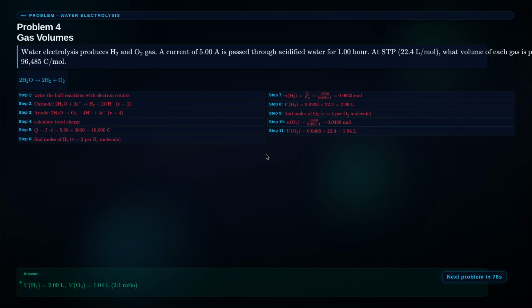Step 2. Calculate total charge. Q equals 5 times 3,600 equals 18,000 coulombs. Step 3. Find moles of hydrogen. n equals Q divided by F times v. 18,000 divided by 96,485 times 2 equals 0.0933 moles. Volume of hydrogen is 0.0933 times 22.4 equals 2.09 liters.